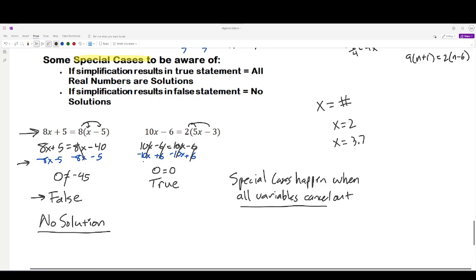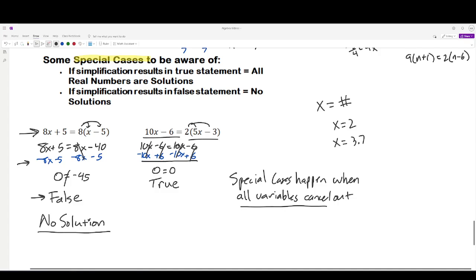Or here, even if you didn't do that first step, 10x minus 6 does equal 10x minus 6, no matter what. So in this case, it doesn't matter what x is. If x is 1 or 2 or 7.3 or pi, any number that is x, this is still true. If you don't believe me, try it. Plug in a few values for x, and this will always be true.